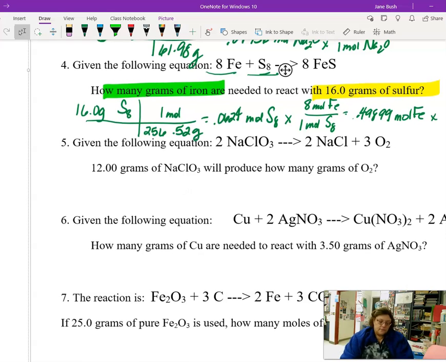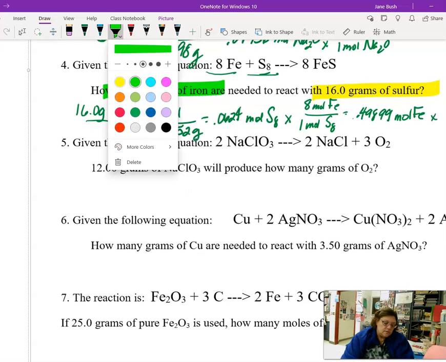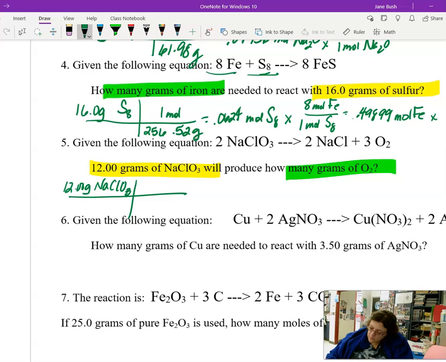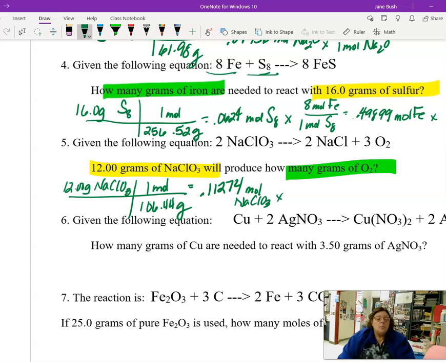Number 5, our known amount is 12 grams of sodium chlorate. Our unknown amount is grams of oxygen. Starting with 12 grams of sodium chlorate. The molar mass of sodium chlorate is 106.44. When we do that math, we get 0.11274 moles of NaClO3.